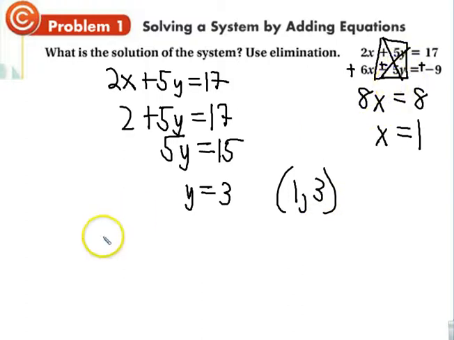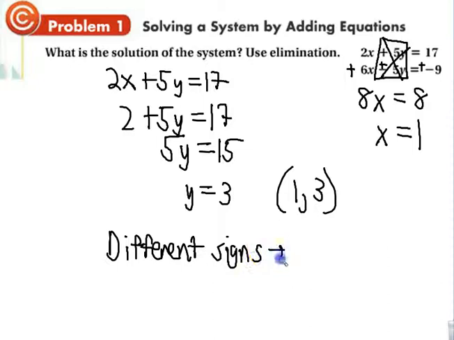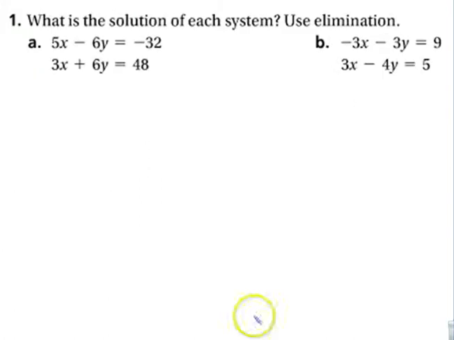Okay. So if the two numbers have different signs, I am going to add the two equations together. Okay? So let's practice another one. Okay, 5x minus 6y equals negative 32, 3x plus 6y equals 48.